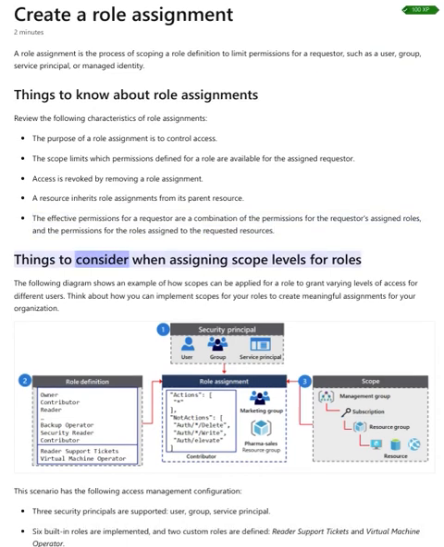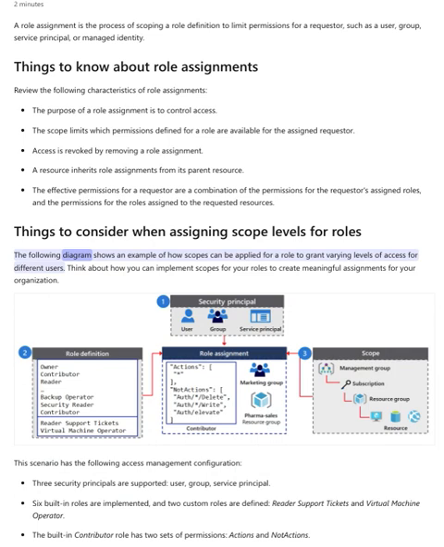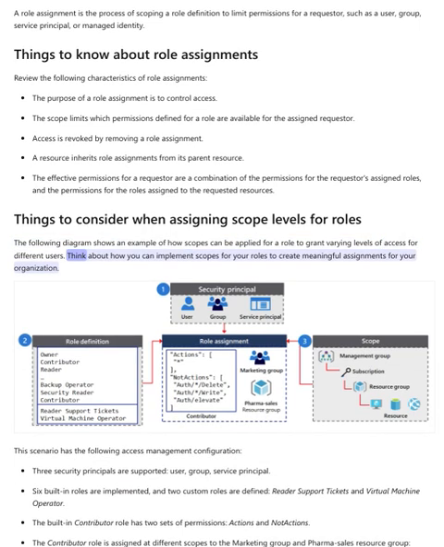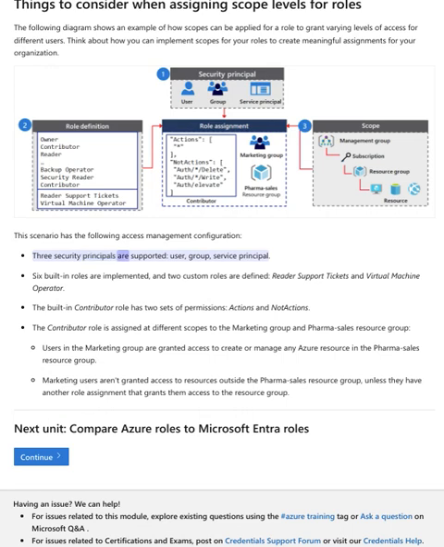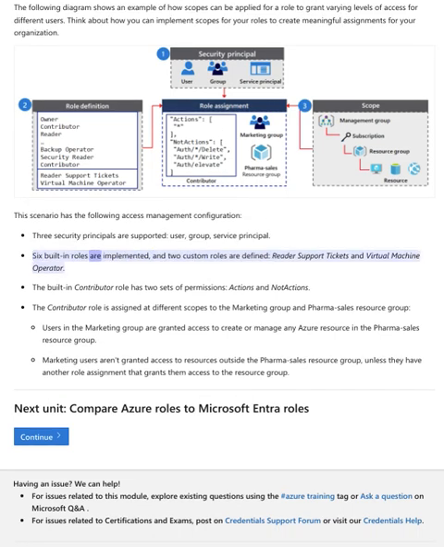Things to consider when assigning scope levels for roles. The following diagram shows an example of how scopes can be applied for a role to grant varying levels of access for different users. Think about how you can implement scopes for your roles to create meaningful assignments for your organization. This scenario has the following access management configuration. 3 security principals are supported: user, group, service principal. 6 built-in roles are implemented, and 2 custom roles are defined: reader support tickets and virtual machine operator.